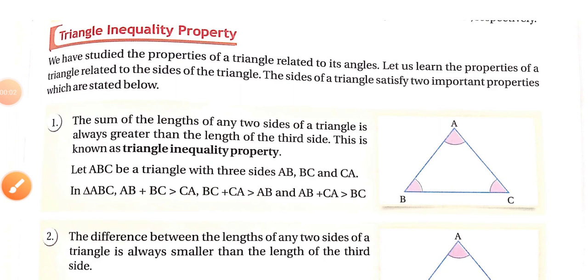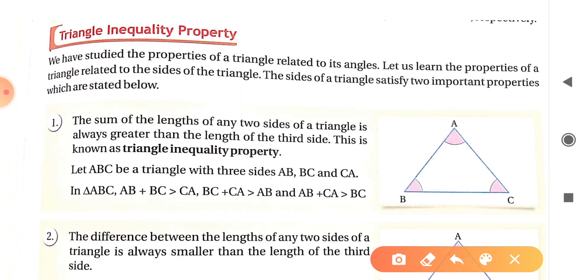Hello students, today we will discuss the third property of a triangle. We have already discussed two properties, that is, the angle sum property and the exterior angle property, and the third property is the triangle inequality property. The properties that we have discussed were related to angles of triangles, and the triangle inequality property is related to sides of a triangle.